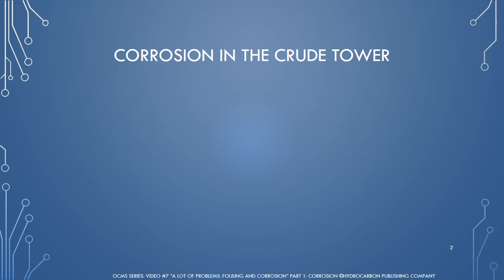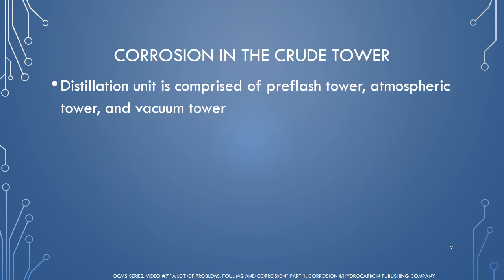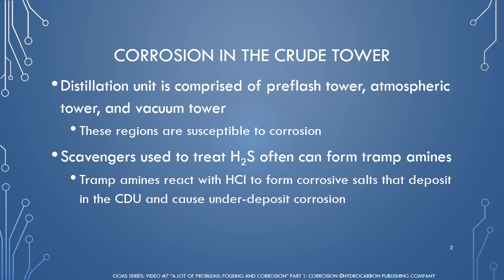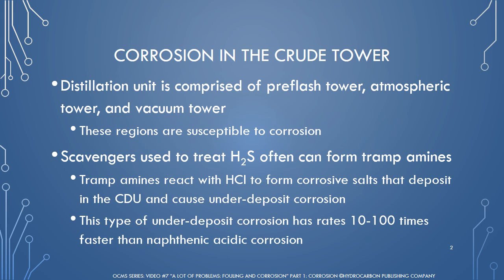In the crude tower, the distillation unit is comprised of the pre-flash tower, atmospheric tower, and vacuum tower, regions that are all susceptible to corrosive species. When amine scavengers used to treat hydrogen sulfide are used, tramp amines may form. These tramp amines can react with hydrogen chloride and form corrosive salts that can deposit in the CDU and cause underdeposit corrosion in the CDU and various parts of the crude tower. Underdeposit corrosion from corrosive amine salts has rates about 10 to 100 times faster than naphthenic acid corrosion.